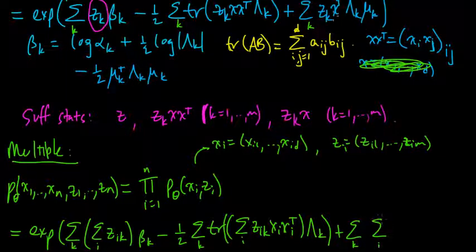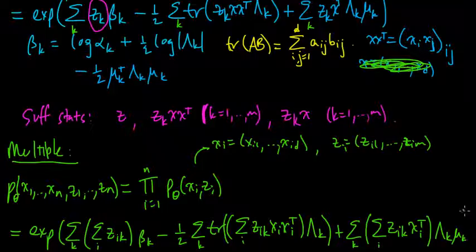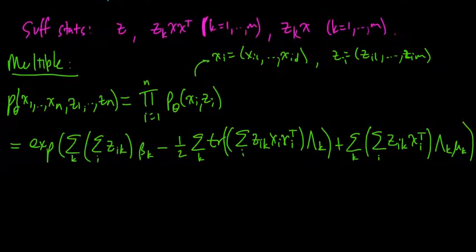And now the only stuff that depends on i is this z_ik and x_i. So let's do that, and that's the sum over k, lambda_k, mu_k. Whew! Barely fit on the line. All right, so that's our expression here for this thing. And now, once again, we can just read off the sufficient statistics.